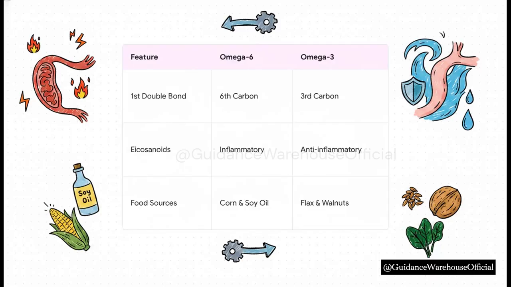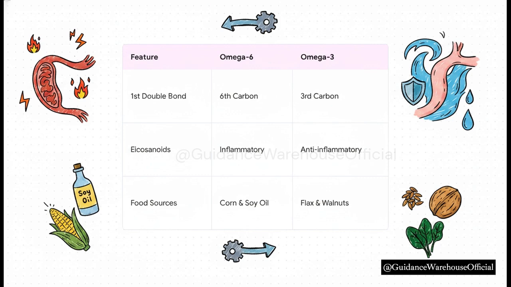Omega-6 has its first double bond at the 6th carbon, while omega-3 has it at the 3rd. But why does this microscopic placement matter to your health? Well, these fats are the precursors to signaling molecules called eicosanoids. Eicosanoids derived from omega-6s tend to increase blood pressure, clotting, and inflammation. Now, inflammation is necessary for healing, but it's dangerous when it's chronically elevated.